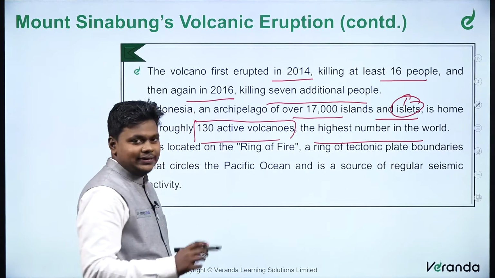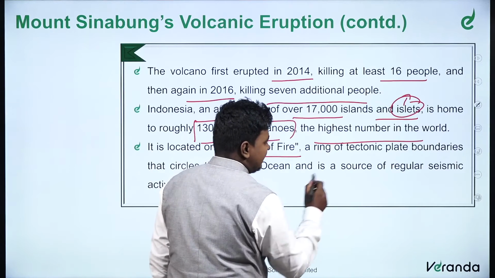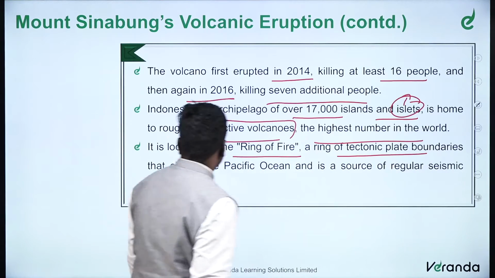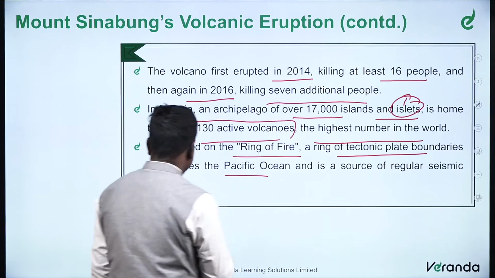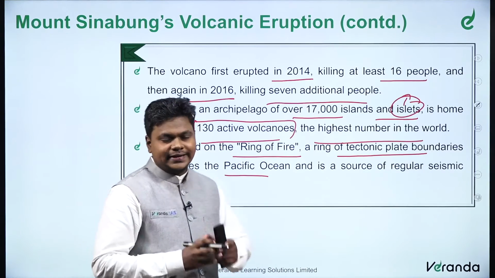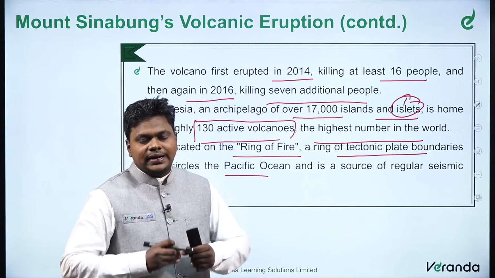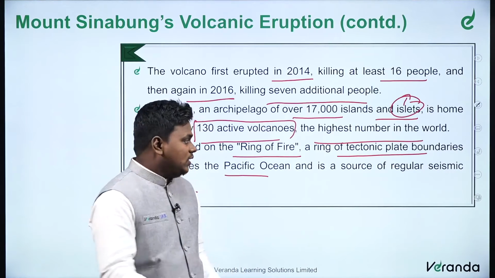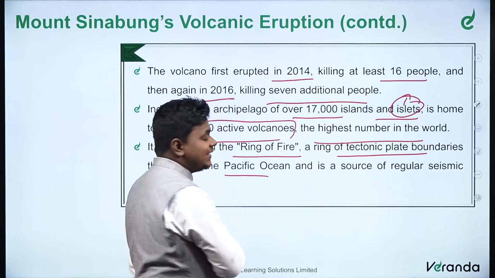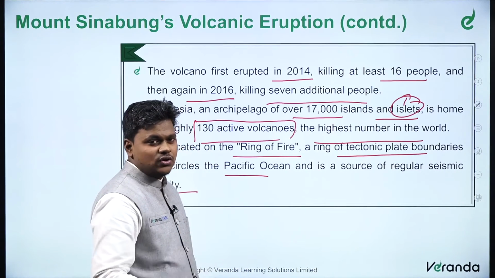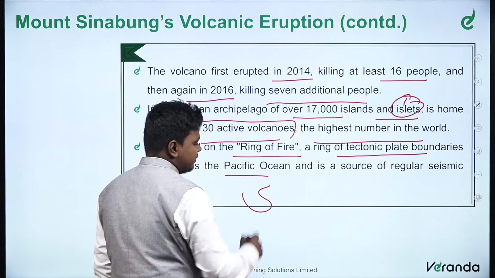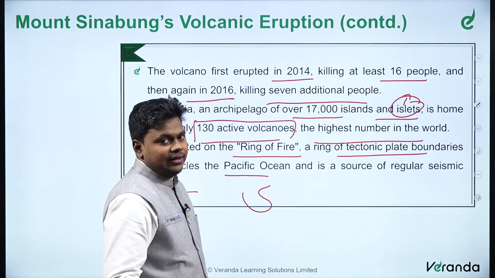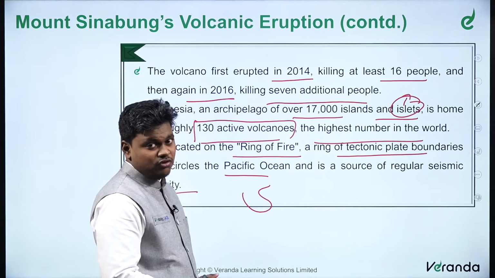Further, it is located in the Ring of Fire, a ring of tectonic plate boundaries that circles the Pacific Ocean and is a source of regular seismic activity. Because of the movement of tectonic plates, this region is seismically active. That is why it is called the Ring of Fire, because volcanoes are all around the Ring of Fire. We will discuss this Ring of Fire later in this LU.